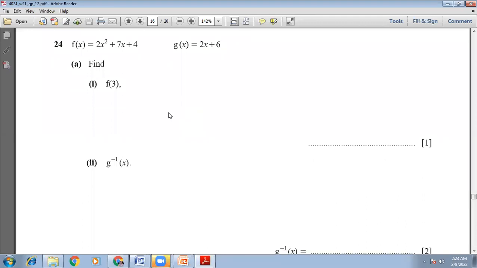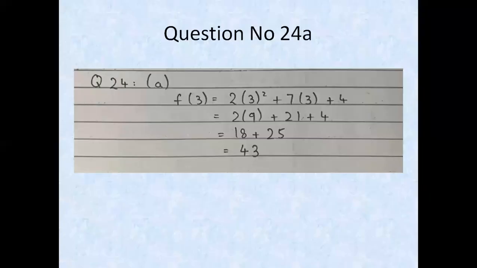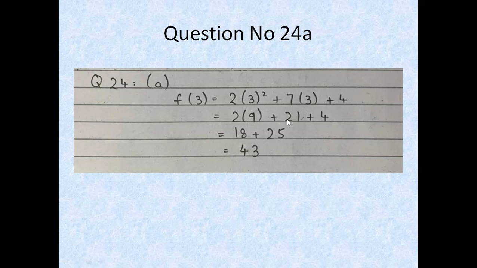A question on functions. He says f of x is 2x squared plus 7x plus 4, and g of x is equal to 2x plus 6. First question is find f of 3. F of 3 means in this function, wherever there is x, substitute it with 3 and find the value of this function. So f of 3 will be equal to 2 into 3 squared plus 7 into 3 plus 4. So 2 into 9 is 18, 7 into 3 is 21, and 21 and 4 is 25. So 18 plus 25, 43.